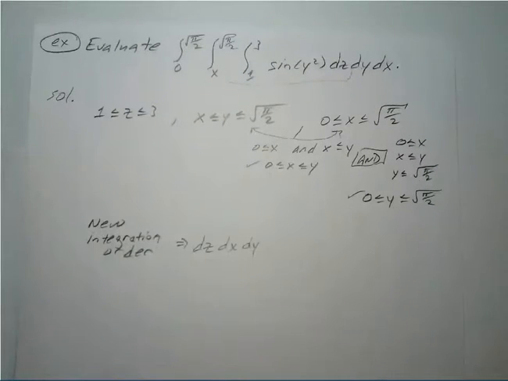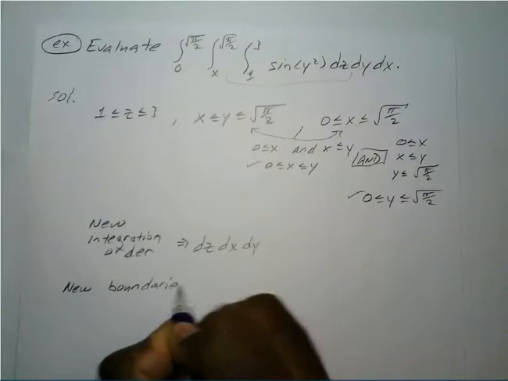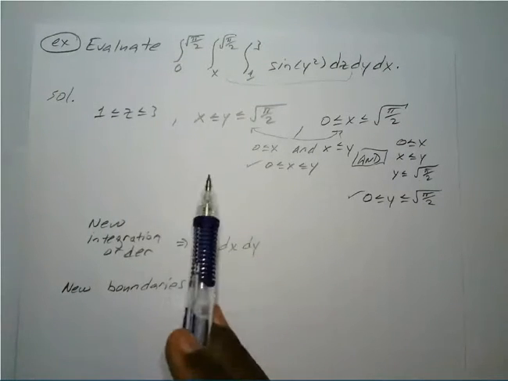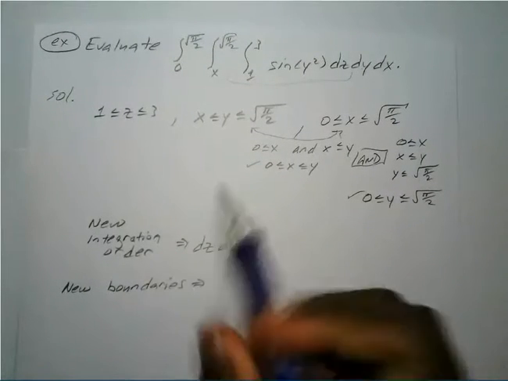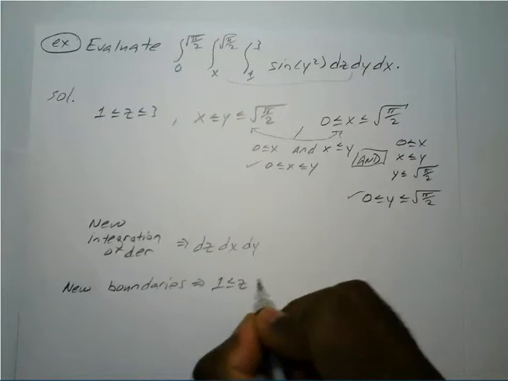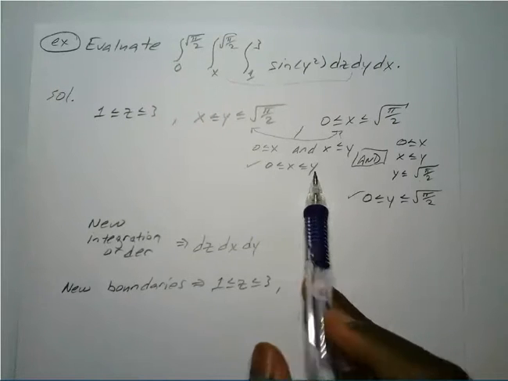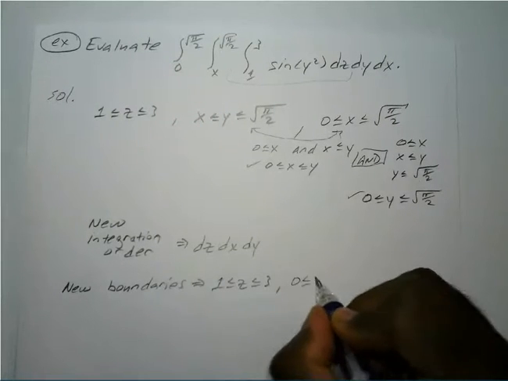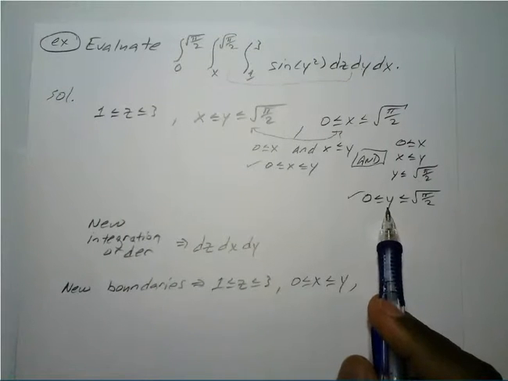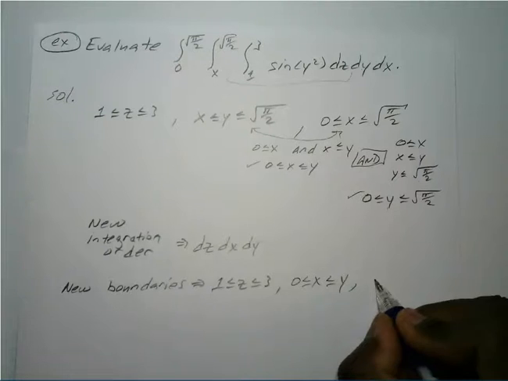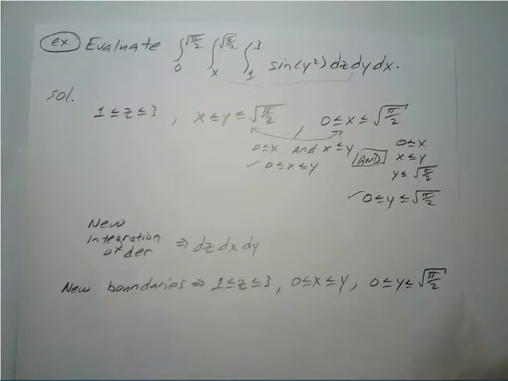Okay, so that means that our new boundaries will be z is between 1 and 3. We're going to keep that one. So we have our z between 1 and 3. So 1 is less than or equal to z, less than or equal to 3. Our x is between 0 and y. So 0 is less than or equal to x, less than or equal to y. And our y is between 0 and square root of pi over 2. 0 is less than or equal to y, less than or equal to square root of pi over 2.